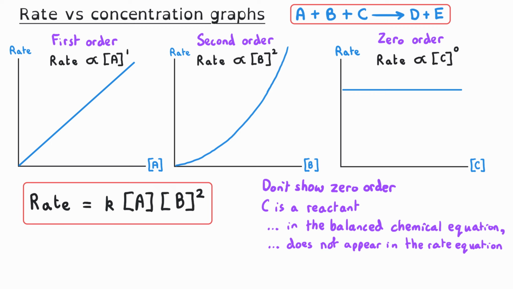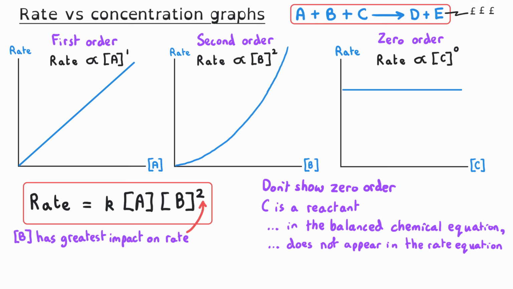And why does the rate equation matter? Well, in industry, if we were trying to make a particular chemical product as quickly as possible, we would want to know that we can prioritize a particular chemical. Increasing the concentration, for instance, of reactant B, in this case, would have the greatest effect on the rate of a reaction.